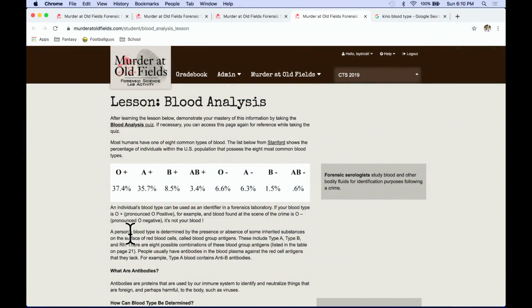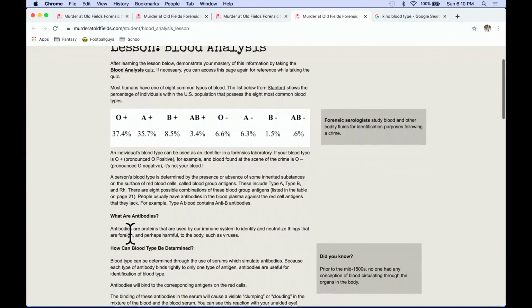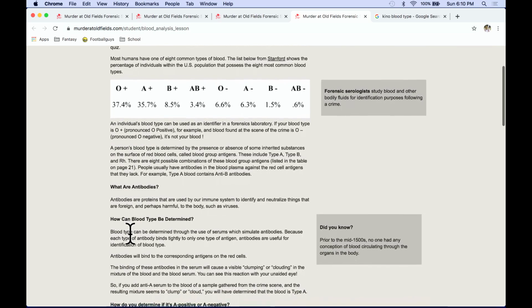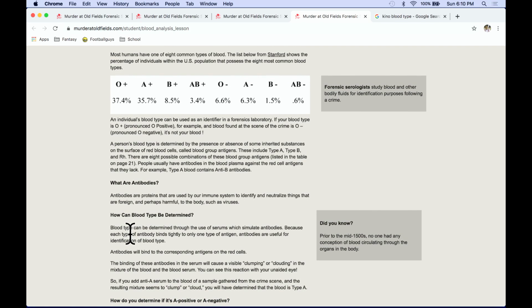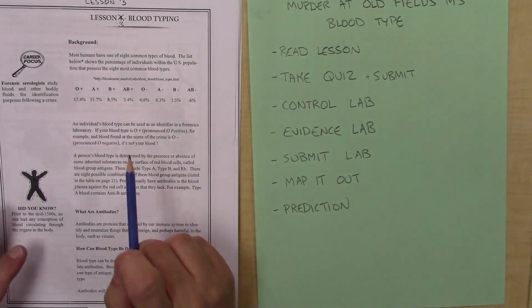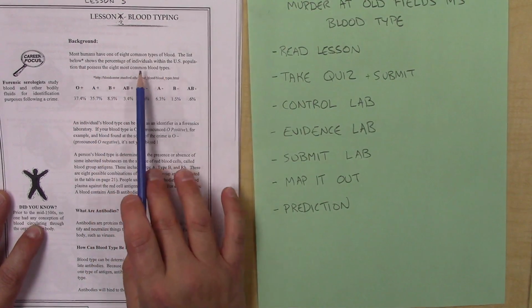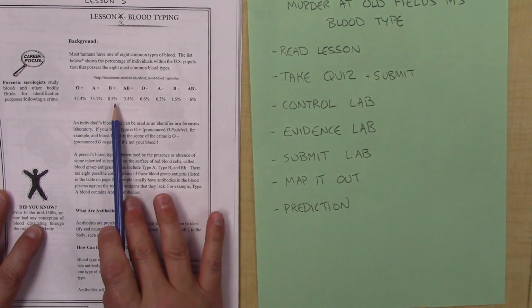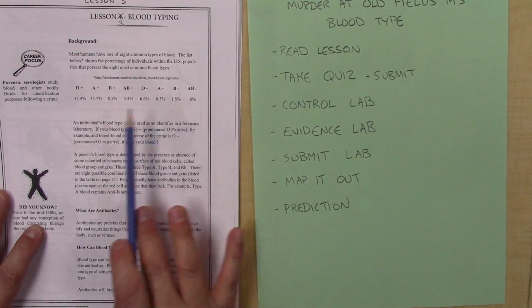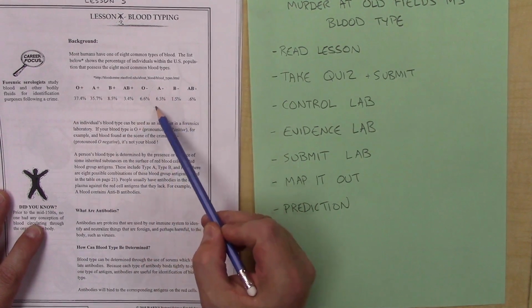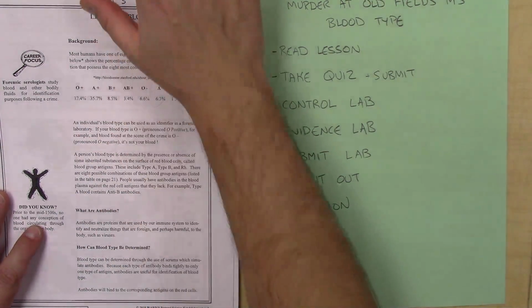All right. So you'll take the quiz. Most humans have 1 in 8 types of blood. I'm going to actually use the document. It's a little better for me here, right? These are the percentages of blood. Do you know your blood type? I am A negative, somewhat rare.